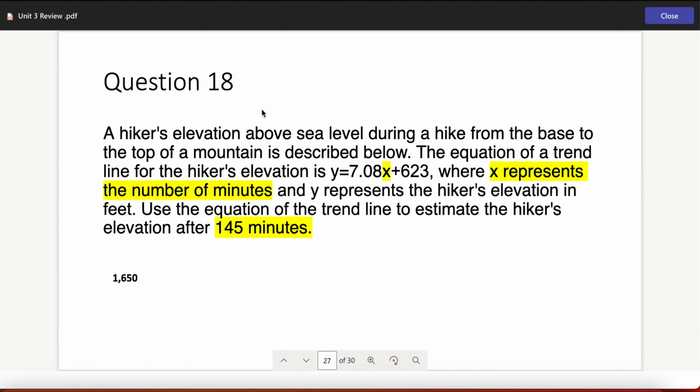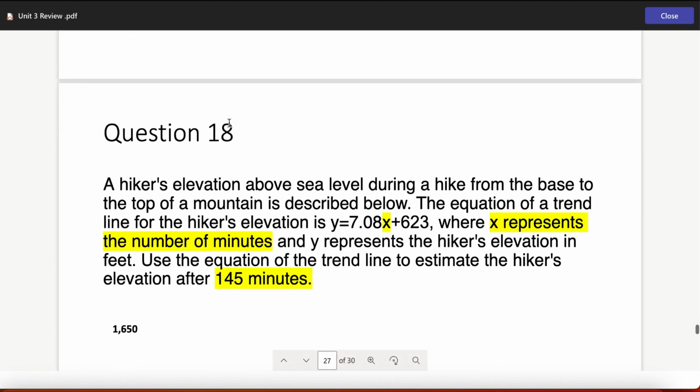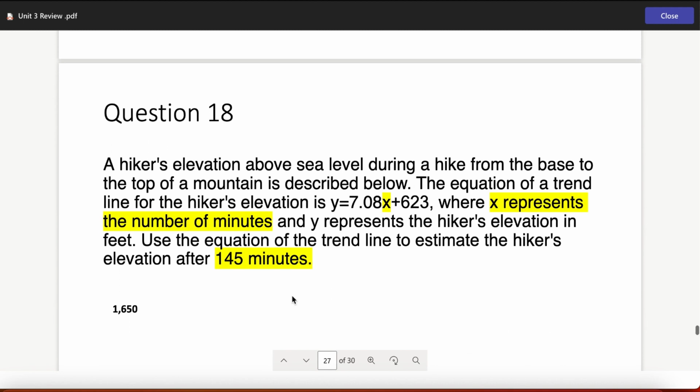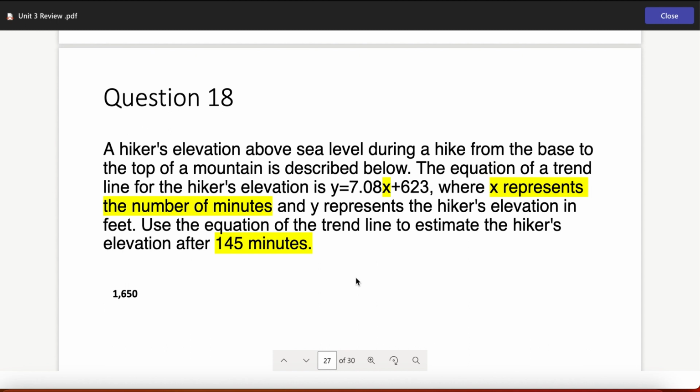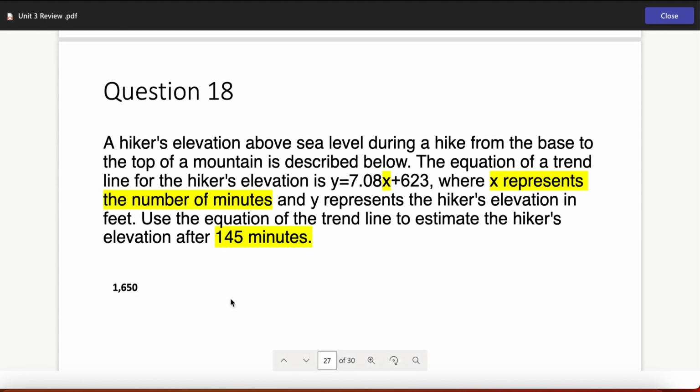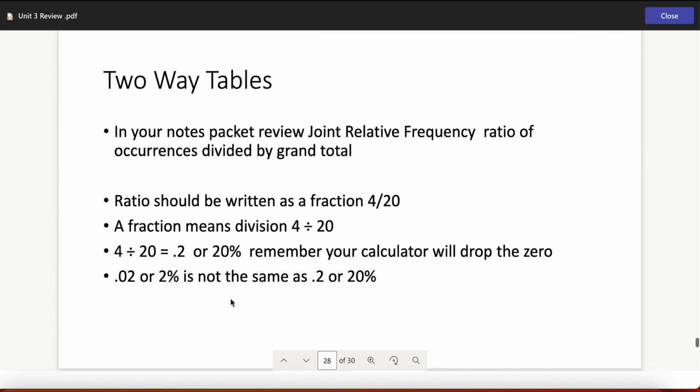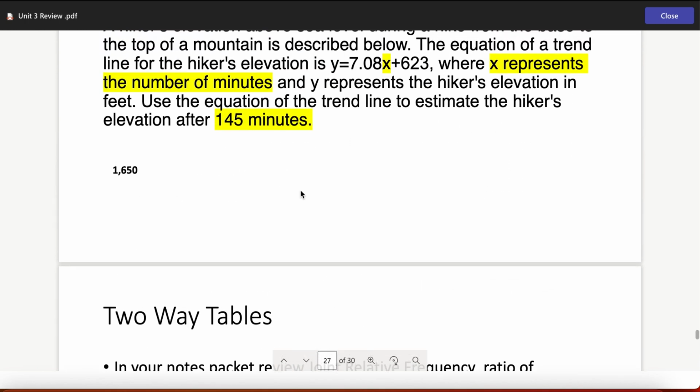So same thing for question 18. So here you have to find for the x. x represents the number of minutes. So you have to find the number of minutes. So it's 145. And if you use a calculator, you would multiply 7.08 times 145 plus 623, and the answer here is 1,650. So you get the idea. Just look for the number of minutes you have to find.